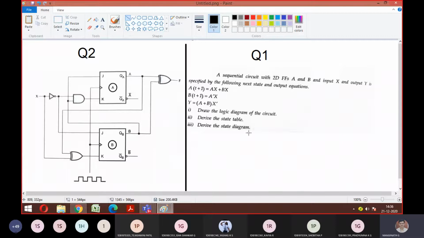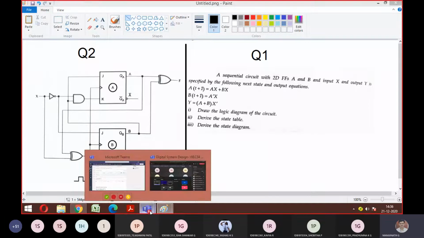So you can look at the equations that are there. What is the meaning of A of t plus 1? Nothing but your next state. So you can designate this A of t plus 1 equals Ax plus, just a minute.